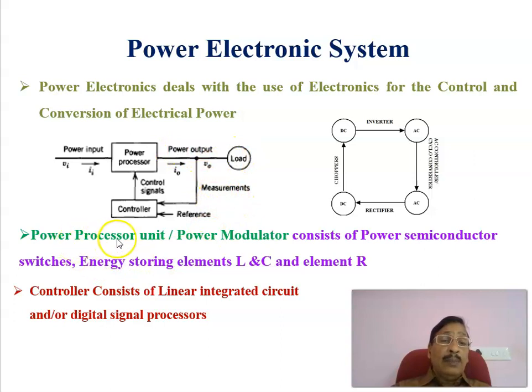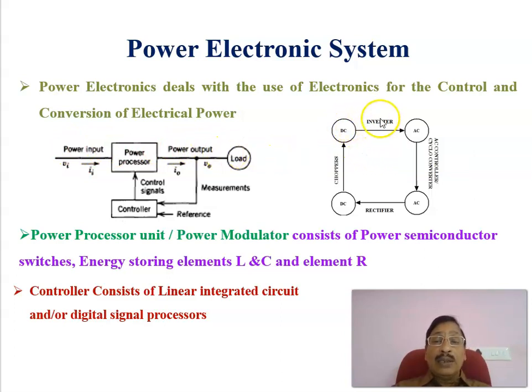Now, the power processor unit or power modulator consists of power semiconductor switches, energy storing elements like inductor and capacitor, and the energy dissipating element R. The controller consists of linear integrated circuits (LICs) and a digital signal processor. Therefore, this is the basic block diagram of a power electronic system, in which the power flow from the electric source, either AC or DC, is controlled to the load.